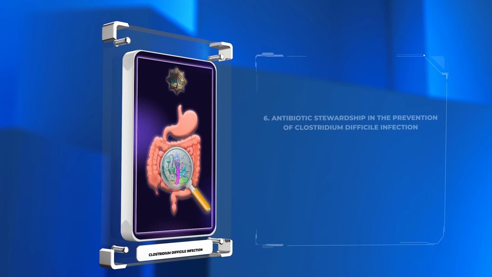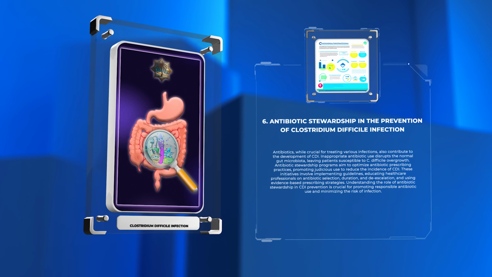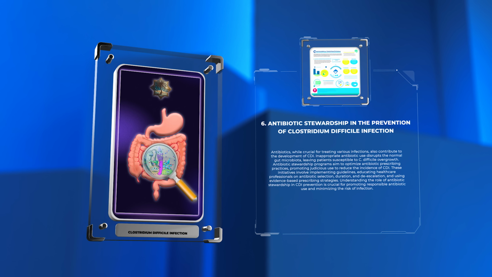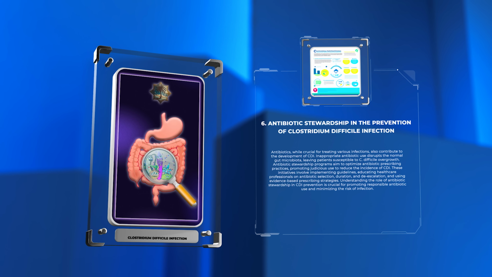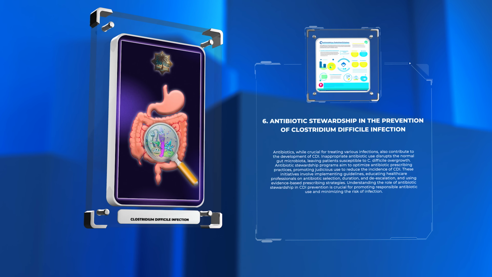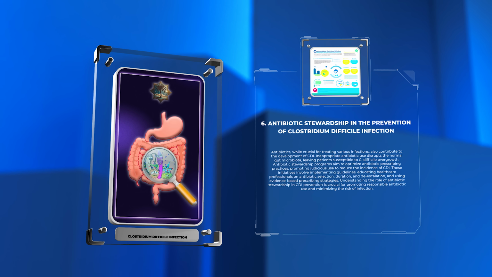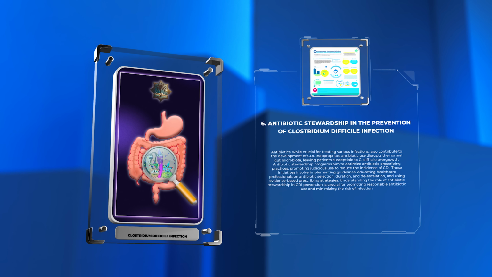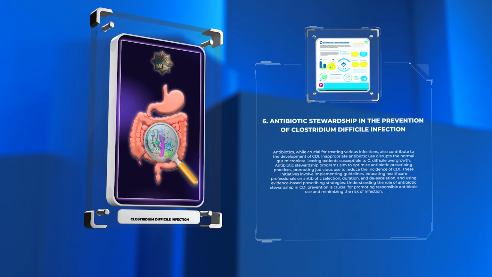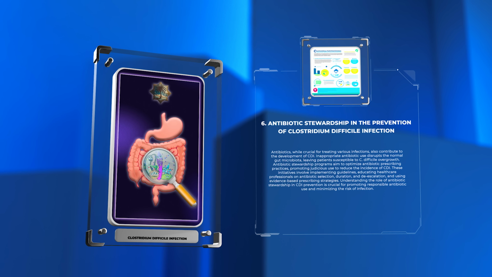Antibiotics, while crucial for treating various infections, also contribute to the development of CDI. Inappropriate antibiotic use disrupts the normal gut microbiota, leaving patients susceptible to C. difficile overgrowth. Antibiotic stewardship programs aim to optimize antibiotic prescribing practices, promoting judicious use to reduce the incidence of CDI. These initiatives involve implementing guidelines, educating healthcare professionals on antibiotic selection, duration, and de-escalation, and using evidence-based prescribing strategies. Understanding the role of antibiotic stewardship in CDI prevention is crucial for promoting responsible antibiotic use and minimizing the risk of infection.